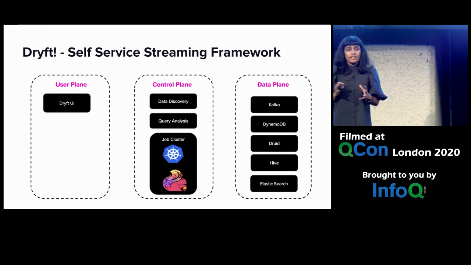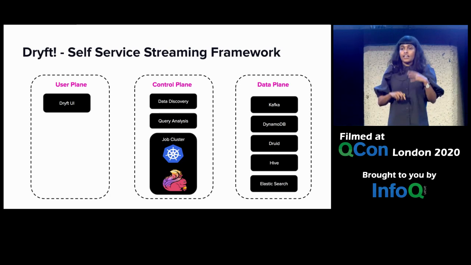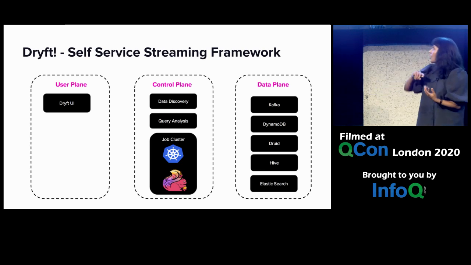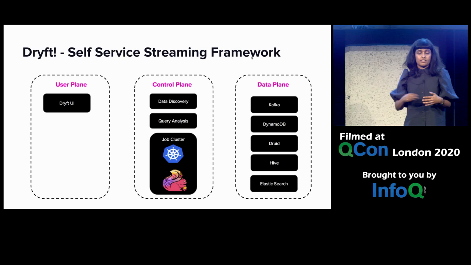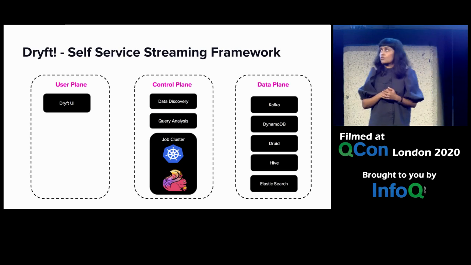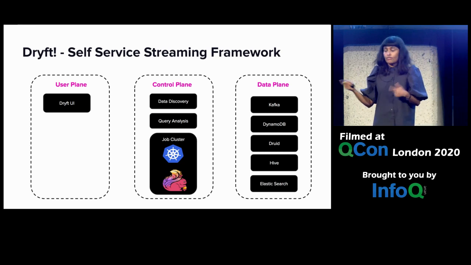The control plane does all the heavy lifting of data discovery. It does the query analysis. It figures out how many resources I need to run this streaming program. It does all of that. And then finally, when features materialize, they are written to several different places: to Kafka, to DynamoDB, which is our main feature storage, Druid for analytics, Hive, and Elasticsearch.